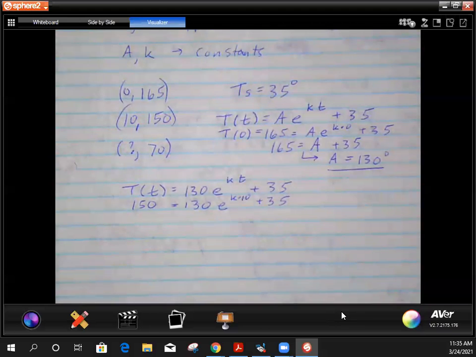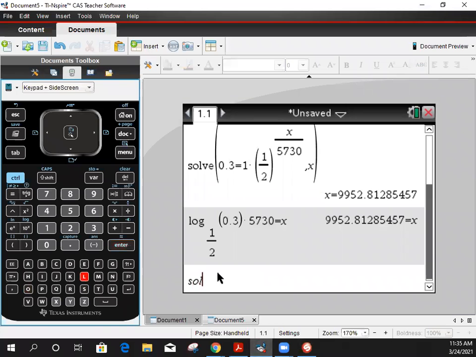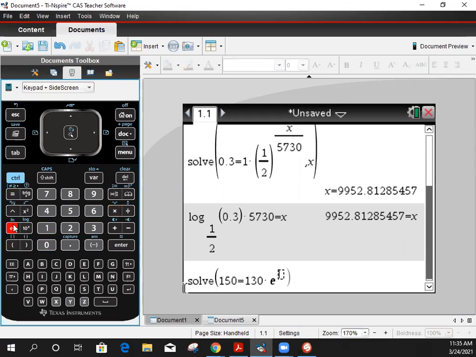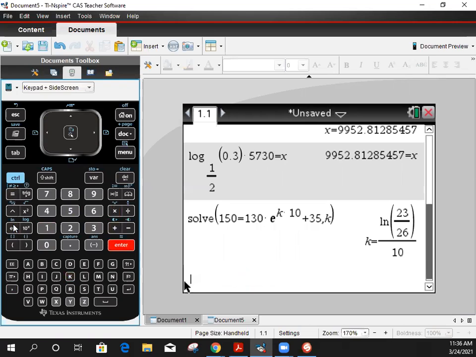and solve for k. All right, you could do this as long as you understand everything we've been doing up to this point, like solving an exponential equation. You could solve for k without a calculator, but we're just going to use the calculator because it's a word problem and that's okay. All right, so solve 150 equals 130 times e to the k times 10 power plus 35, and we're solving for k. All right, and you get k is that, which you could leave exact if you want, or we could put that as a decimal.